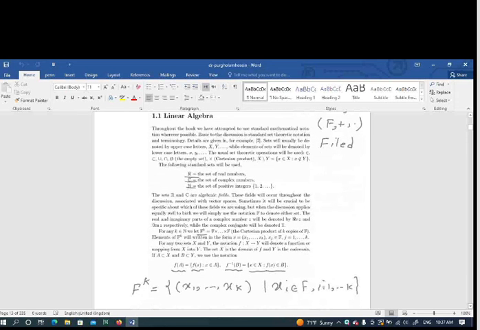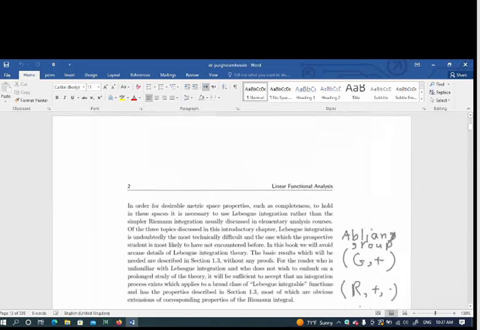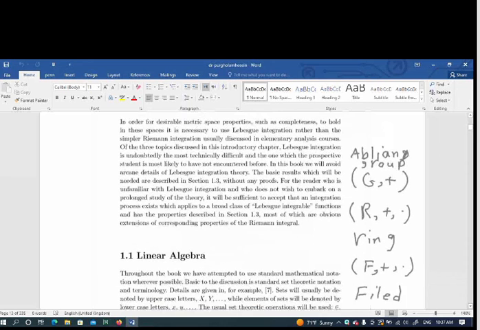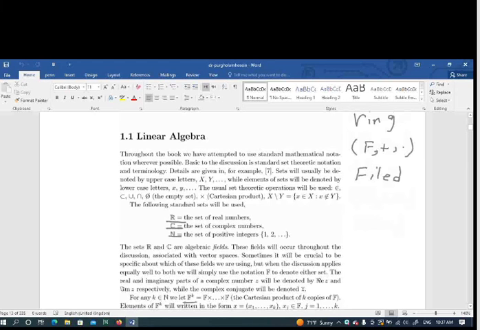Here, R means the set of all real numbers. C, the set of complex numbers. N, the set of positive integers or natural numbers from 1, 2, 3, and so on.